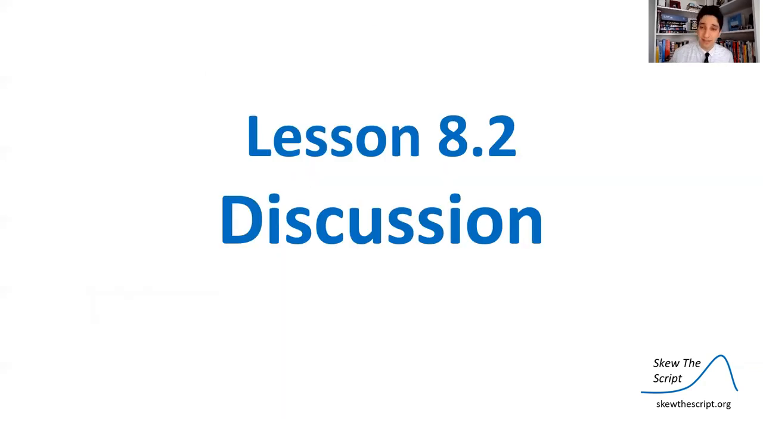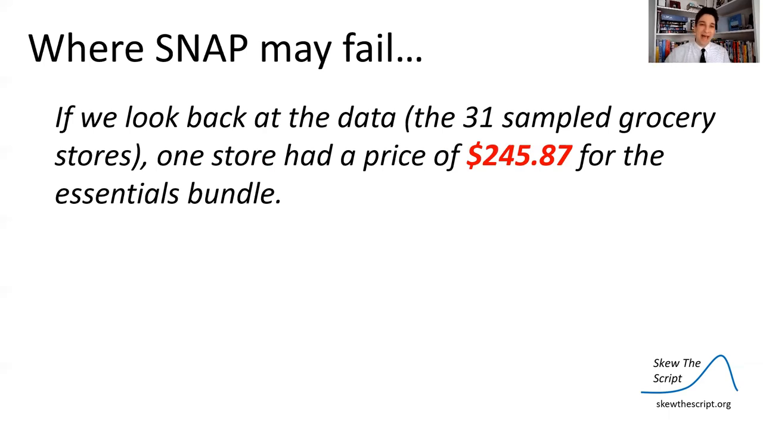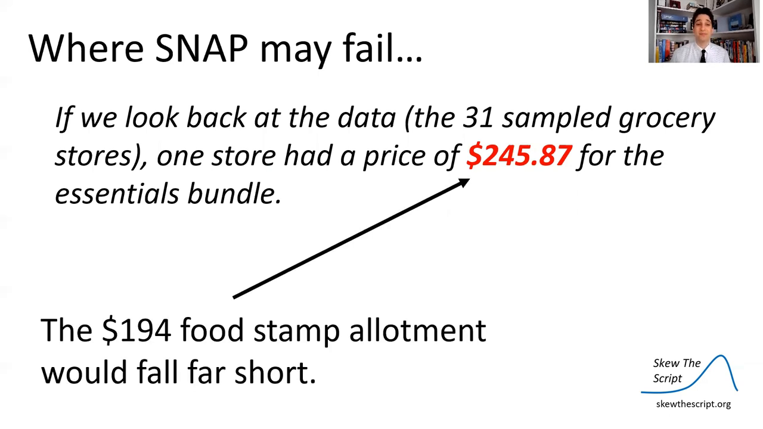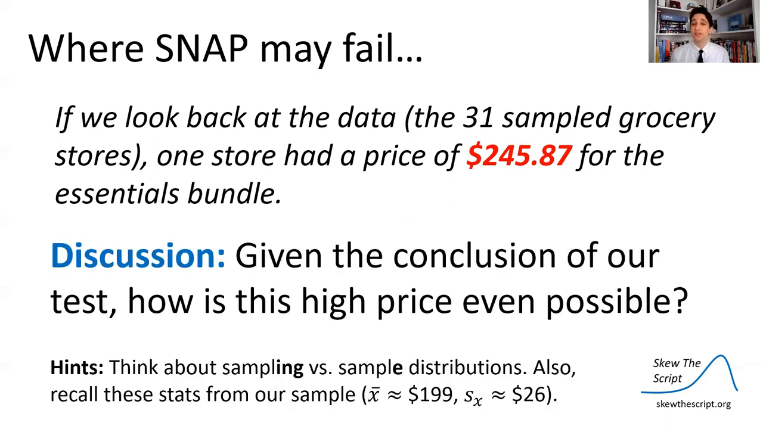So let's discuss what this means. If we look back at the raw data we gathered, the 31 sampled grocery stores, they had a price. There was one store that had a price of $245 for the essentials bundle. That's way higher. So the $194 for SNAP for the person that shops at this store would fall short. So our discussion question for today is, given the conclusion of our tests, which show that we can't reject the null that SNAP provides enough, how is this high price of this one store that we sampled even possible? And look at the hint below.